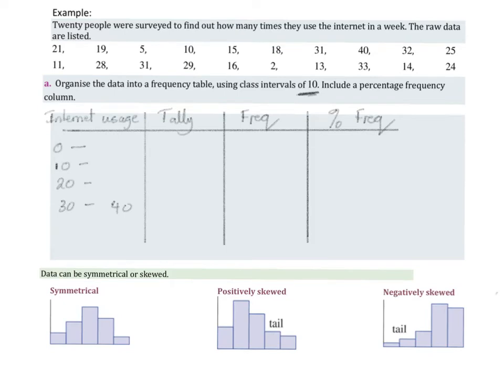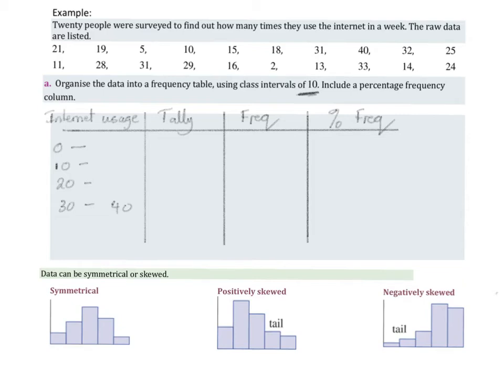We know our smallest number here is 2 and our biggest number is 40, just looking at our data. So what we're going to do now, after we've set up our table, you can see the 4 columns there are internet usage, tally, frequency and percentage frequency. And because we're using class intervals of 10, I've gone 0 and the beginning of the next interval, which starts at 10, 10 up to the beginning of the next one, which is 20, and 20 all the way up to 30, 30 goes all the way up to 40.